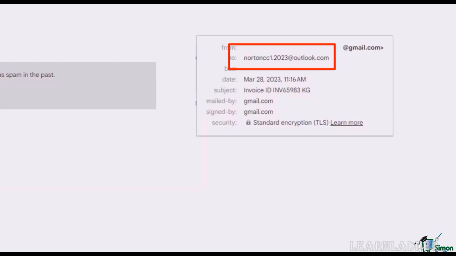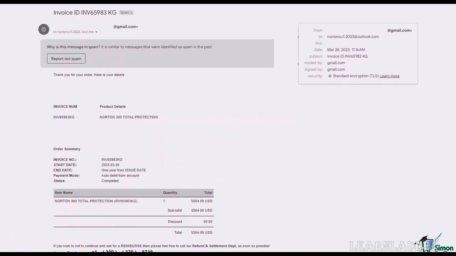I'm also suspicious that this email isn't personalized to me at all. Also, take note that the destination email is nortoncc1.2023, and I was included in a blind carbon copy. This sort of thing shows up if you're the recipient of a mass mailer. For example, if you look at a newsletter email from an organization, they probably sent it to themselves and then blind carbon copied, or BCC'd, you. Oddly, I have an invoice ID that's the same as everyone else they've sent this email to.